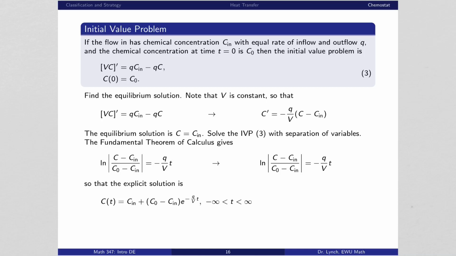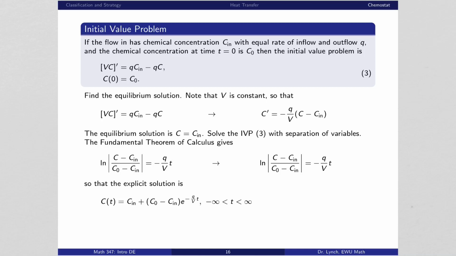Okay, so the explicit solution to this problem is similar to the one that we saw in the case of Newton's law of cooling, and no doubt the differential equation is very similar as well. The explicit solution to the initial value problem is given by C of t equals C_in plus the quantity C naught minus C_in times e to the minus Q over V t. A couple of things here. We can see pretty quickly that this satisfies the initial condition. If you substitute t equals 0, we get C of 0 is C naught.